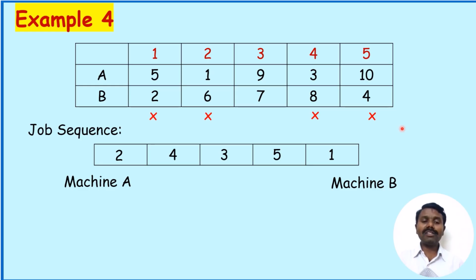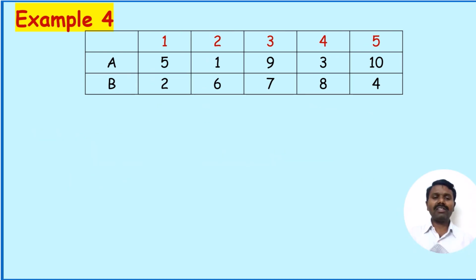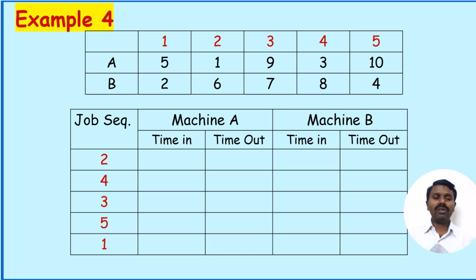So now this is the sequence of jobs: 2, 4, 3, 5, 1. And by keeping this job sequence, we need to calculate the idle time and elapsed time. Now let us make a table. In that we will keep all 5 jobs in sequence, that is 2, 4, 3, 5, 1, and machine A and machine B, and what is the in time and out time, let us try to see.